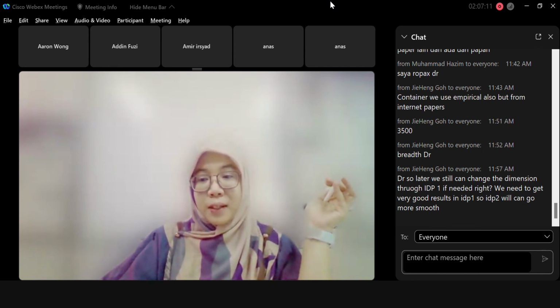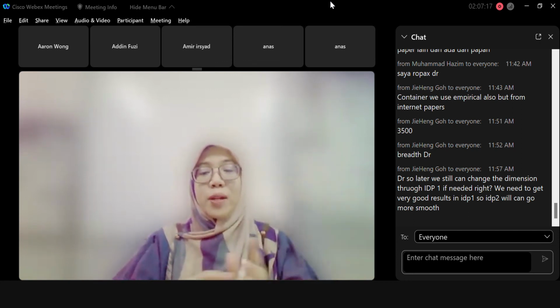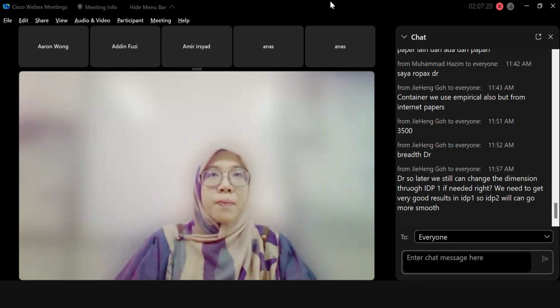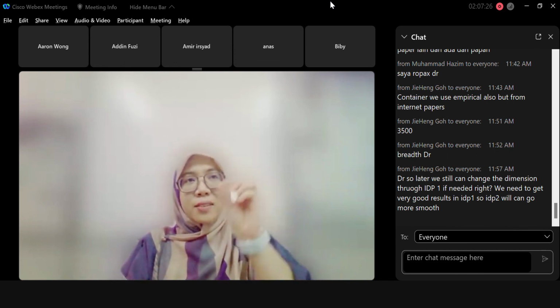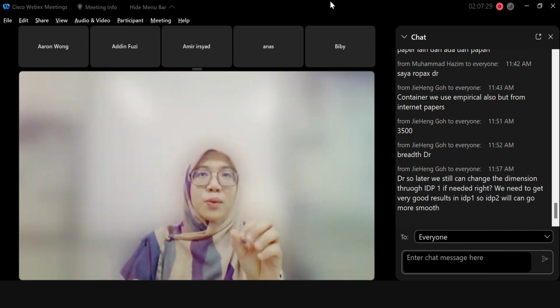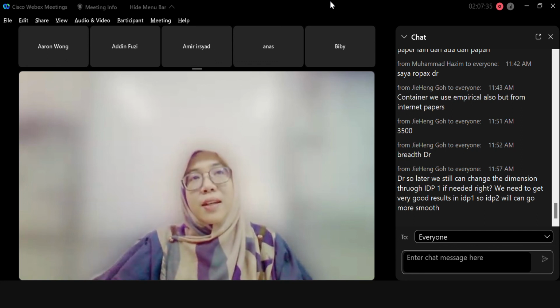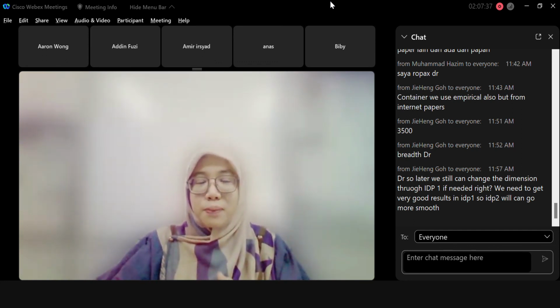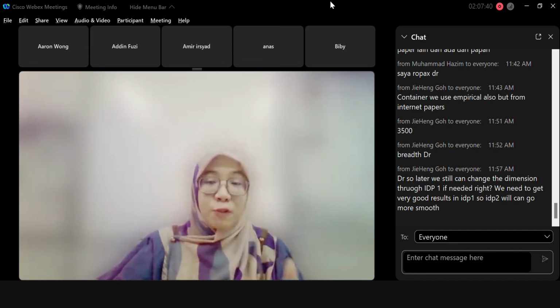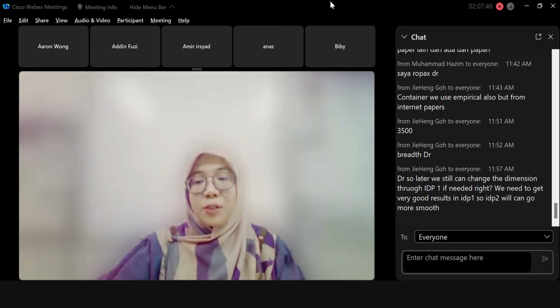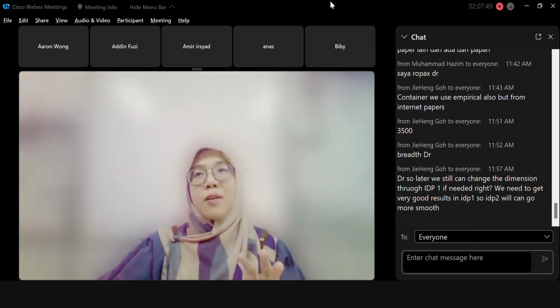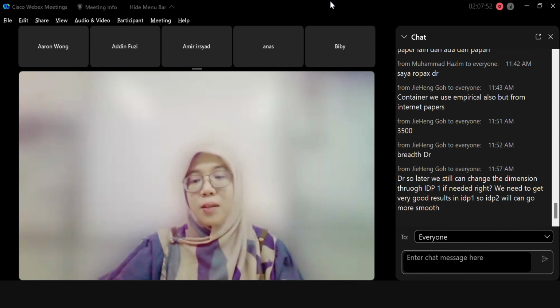Yes, so basically you still can change the dimension in IDP1, especially when you develop the hull form later on. When you develop the hull form later on, maybe you have to extend some of it, for example the bulbous bow, you have to extend a little bit and so on. So you still may change, or maybe you don't have to change. It's up to you, as long as the owner's requirement is satisfied, meaning that you fulfill the owner's requirement in terms of DWT or in terms of TEU and whatsoever.